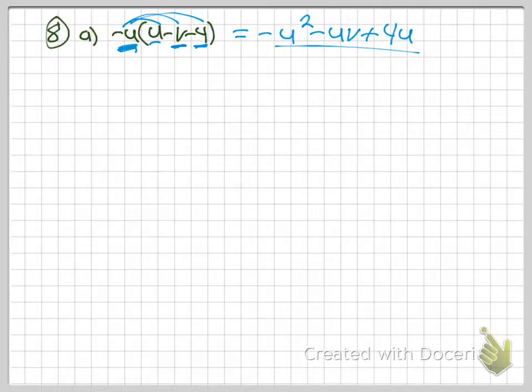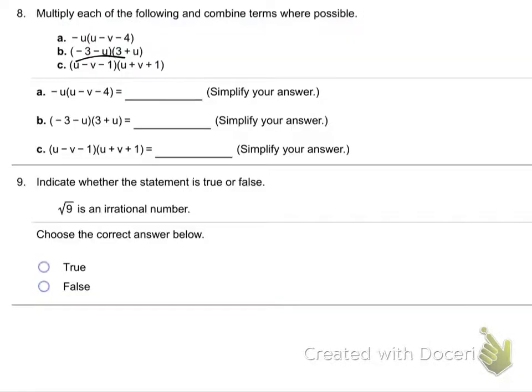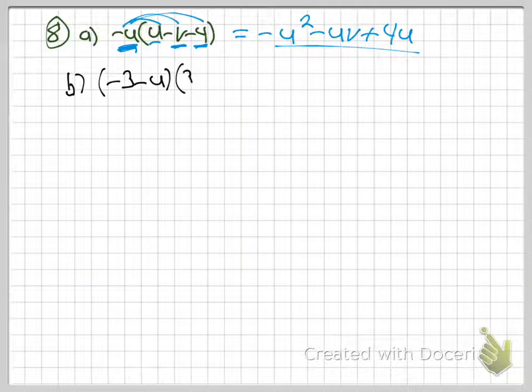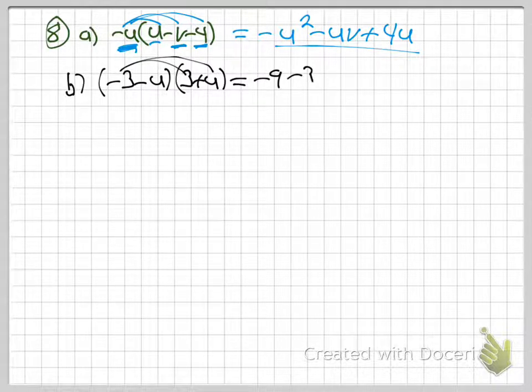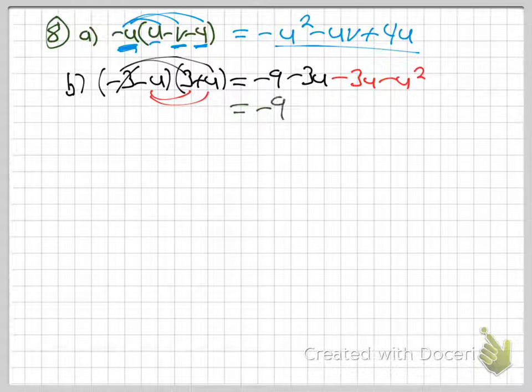So minus 3 minus u times 3 plus u. All right, let's distribute. So the first one goes to both. Remember how this happens? Minus 9 minus 3u. He's done. And then the second one goes to both. Minus 3u minus u squared. And then we have to combine like terms. So we get minus 9. These two make minus 6u and minus u squared. There we go. And then finally part C.